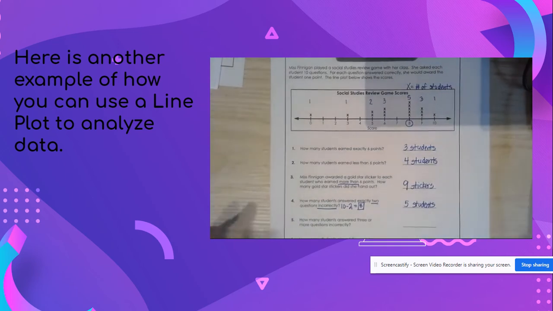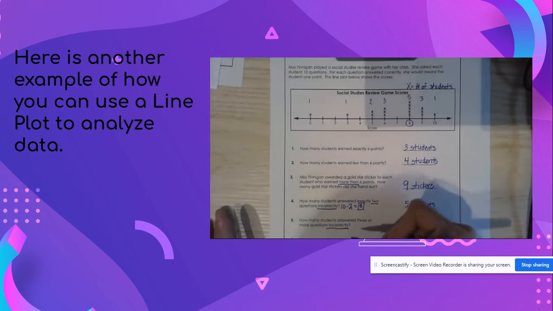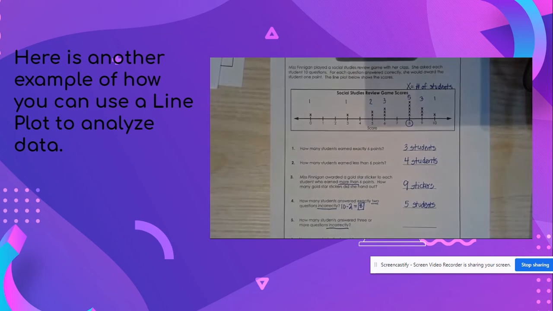How many students answered 3 or more questions incorrectly? Same type of question. They're looking for what was answered incorrectly. So I'm going to give you a moment to see if you can solve that on your own, and then I'll give you the answer.